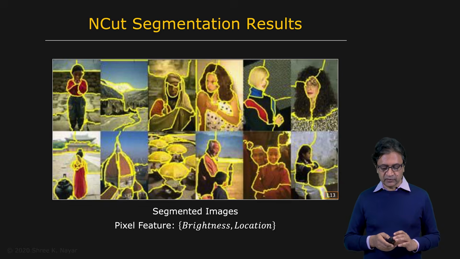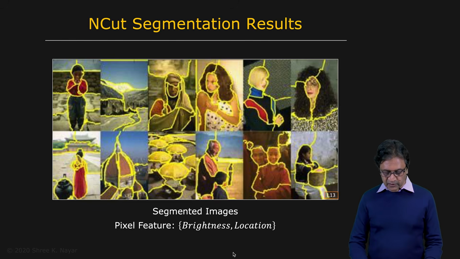So here are some examples of segmentations. By the way, the feature here includes both the brightness as well as the location x, y. These are the segmentation results. And these are very complex images, as you can see, and these are reasonably good segmentations given the complexity of the images.